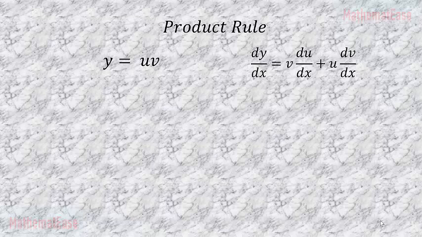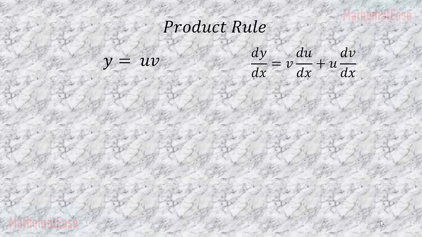Now, product rule. In product rule, you have two functions that are multiplied. You know the name product. Product means we have a product of two numbers, a number multiplied by another number. Now, when you have a product rule, y is equal to uv. u is a function, v is another function. Then dy/dx will be v du/dx plus u dv/dx.